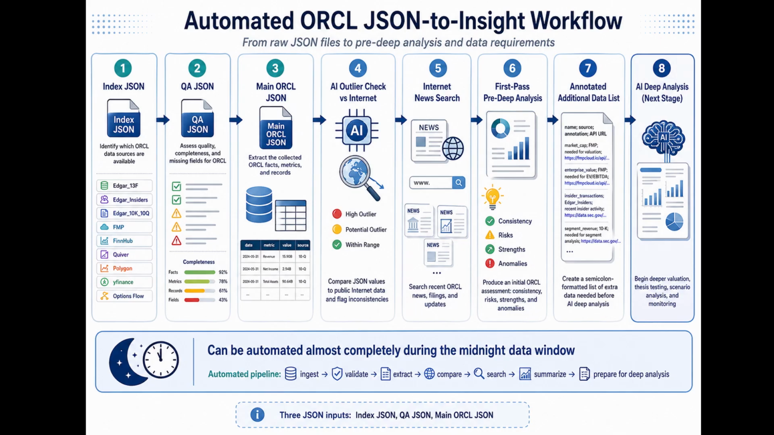Box 7 generates an annotated list of additional data that should be collected before deep analysis begins. This list helps identify missing inputs, preferred sources, why each data item is needed, and where it can be obtained through an API or other data source.